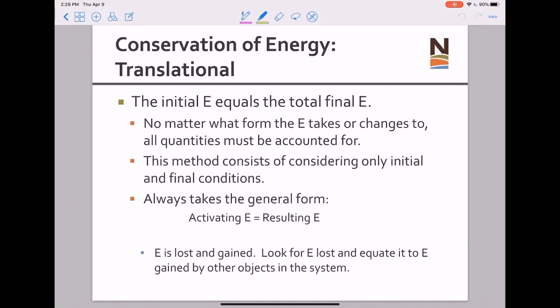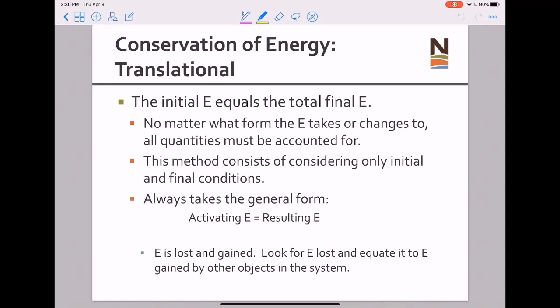If we're looking between two states, the first state might be just that moment at which the ball is released from my hands. That's the initial state, and the final state could be at the top, right where it meets its maximum height before it starts coming back down. At that point, all of the kinetic energy is transformed into potential energy, right? Because we end up with zero velocity at its peak, but it's also at a maximum height, so that is maximum potential energy. So the activating energy here would be that kinetic energy, and that would be equal to the resulting energy, which would be the potential energy.